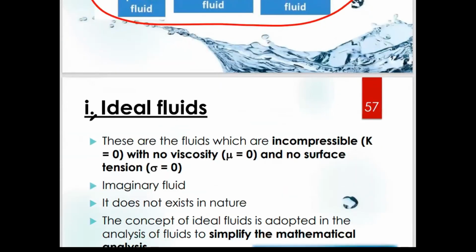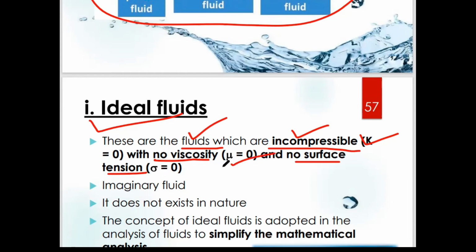First of all, the first type of fluid is the ideal fluid. What does ideal fluid mean? These are the fluids which are incompressible, with no viscosity and no surface tension, where all these properties are zero. That fluid is called the ideal fluid. It is a fluid that is incompressible, which means the K value is 0, the viscosity mu is 0, and there is no surface tension, sigma is 0.